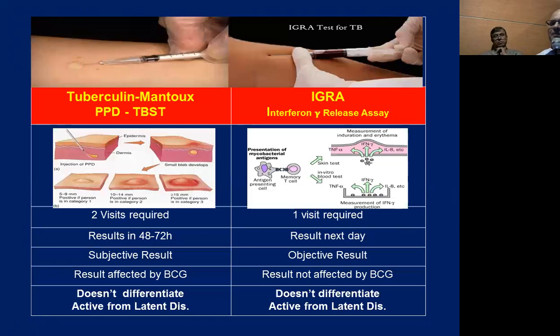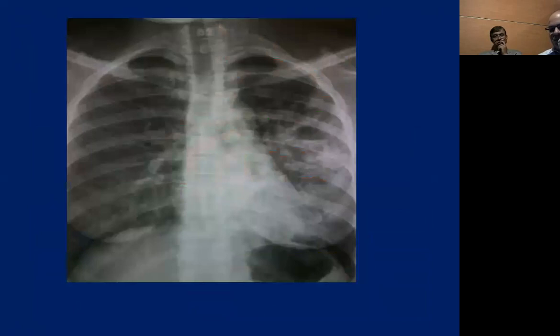I prefer the IGRA, which is interferon gamma release assay, where you take the patient's memory T cells and incubate them with TB antigens in the lab, in vitro, outside the body. And if these cells had seen those antigens, they remember, they produce interferon, you can measure that and you get a number. And you can get this out in a day. It's more expensive, but, you know, good medicine is expensive medicine.